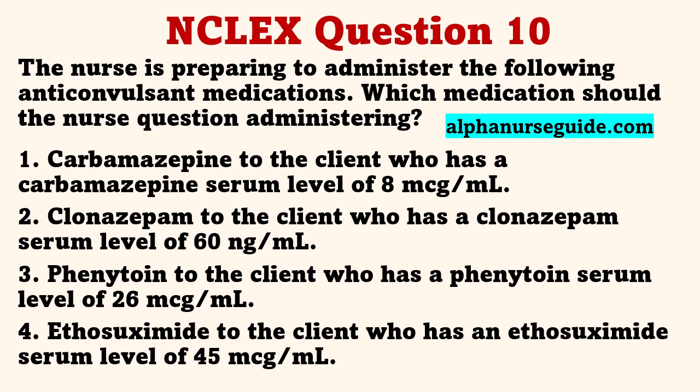3. Phenytoin to the client who has a phenytoin serum level of 26 micrograms per milliliter. 4. Ethosuximide to the client who has an ethosuximide serum level of 45 micrograms per milliliter. The correct answer is 3. Phenytoin to the client who has a phenytoin serum level of 26 micrograms per milliliter. The therapeutic serum level of phenytoin, an anticonvulsant, is 10 to 20 micrograms per milliliter. Because the client's level is above that range, the nurse should question administering this medication.